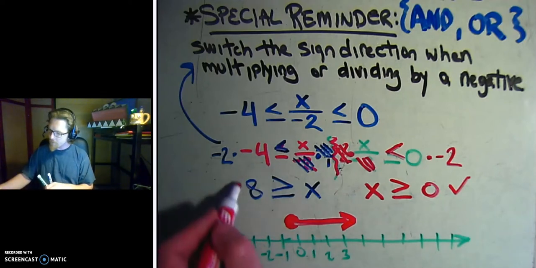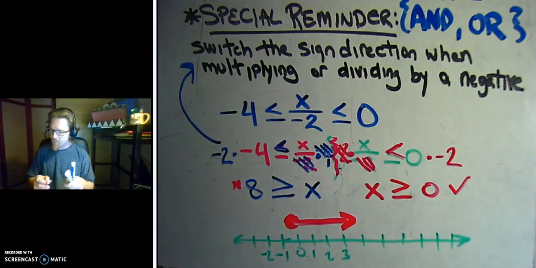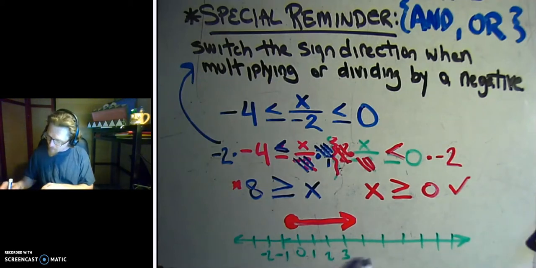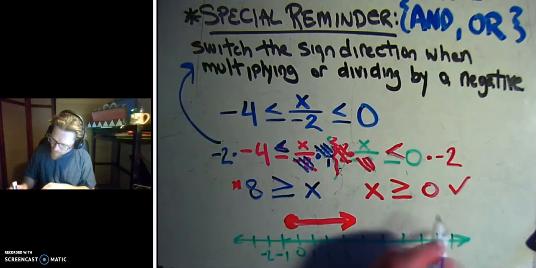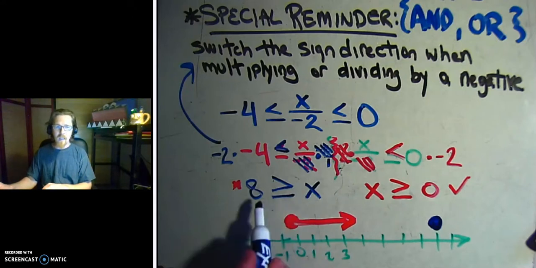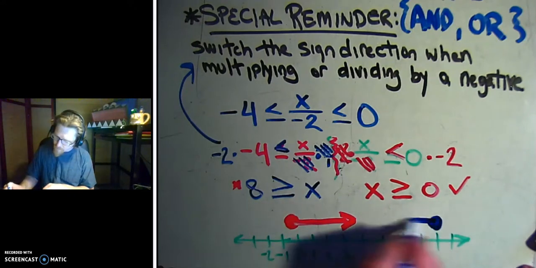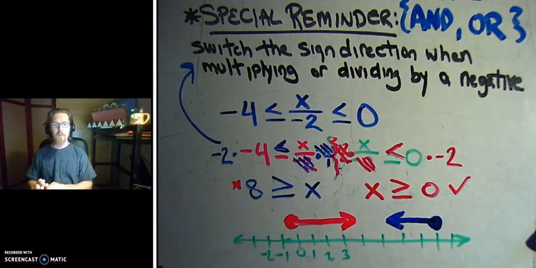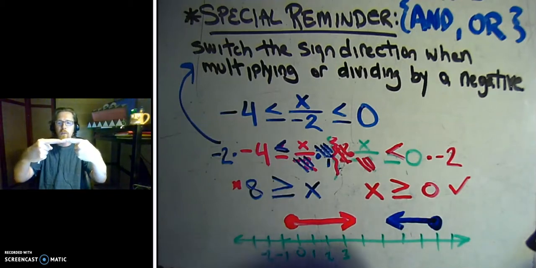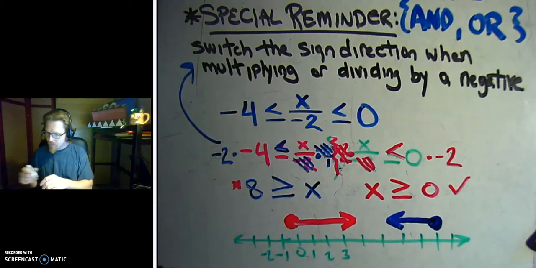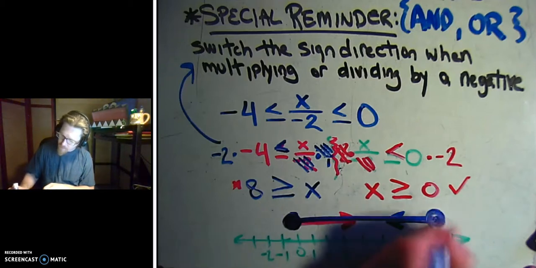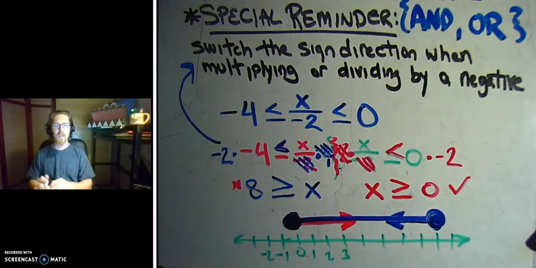Now I want to graph this as well. 8 is greater than or equal to x. So this means that x can be 8. So this is 4, 5, 6, 7, 8. X can actually have a value of 8, but it's going to be less than 8. All the numbers that are less than 8 are on this side. You notice that these arrows are actually pointing towards each other. They're headed right towards each other. And so this combined is going to represent all of my answers.